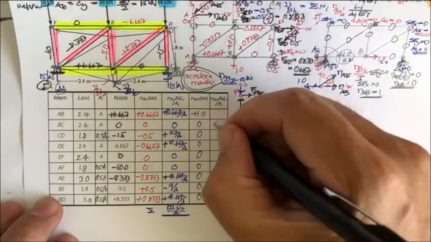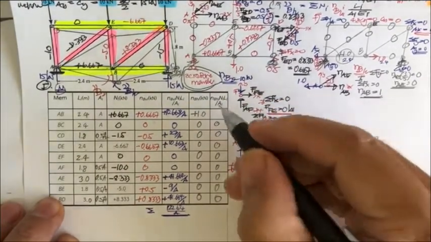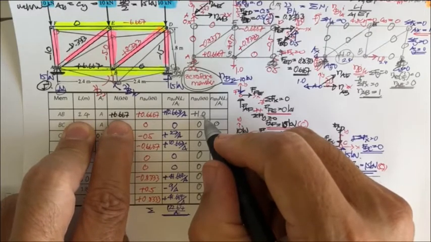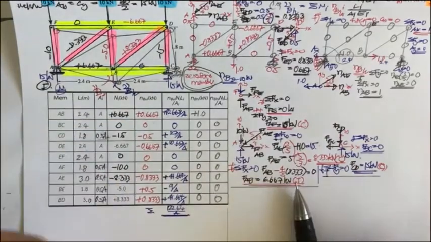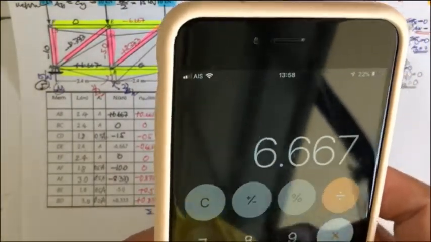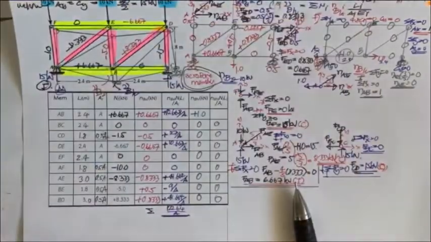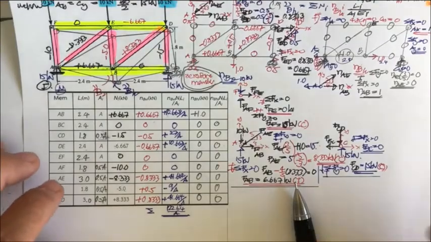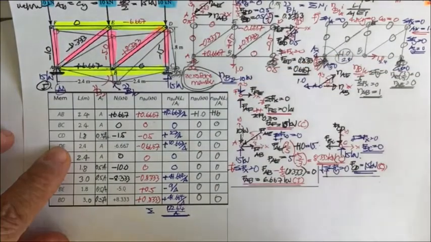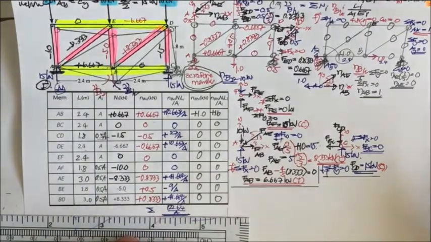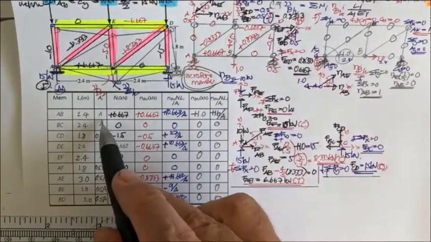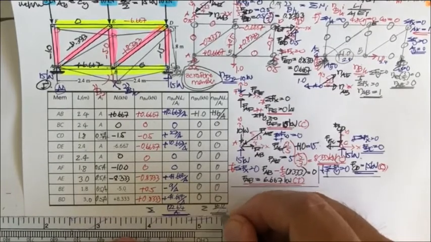Now, if you multiply this one, all of them are zero except this one. This one is N times this one, right? It's going to be 6.667 times 2.4, so you get 16. Just put this for the 16. That is plus 16. And then if you do the summation, just a simple summation of all of this, it's going to be divided by A also, because you have the area here. This is going to be 16.0 divided by A.